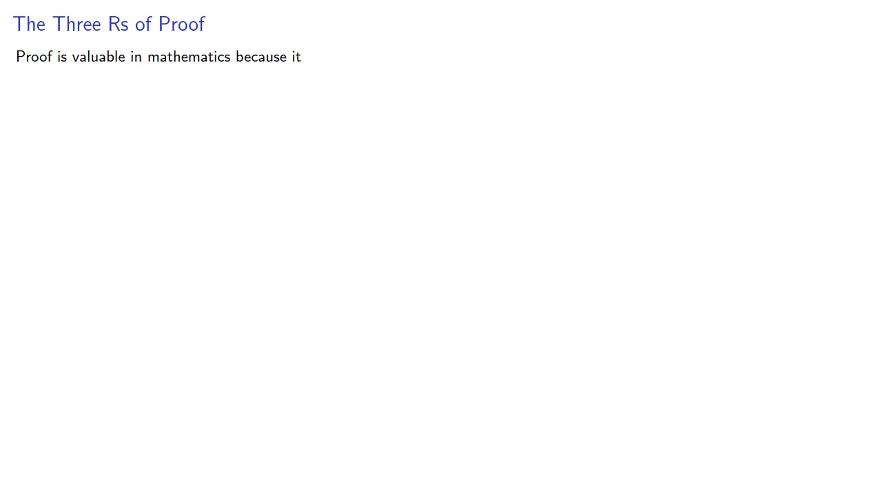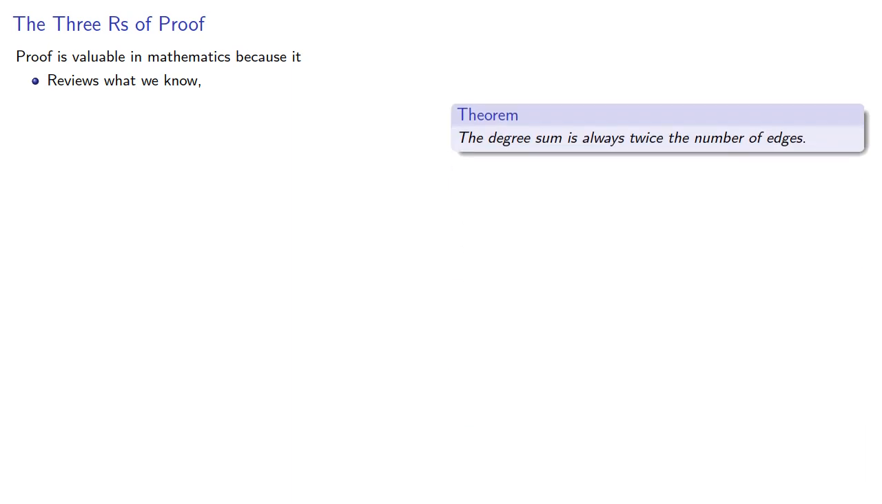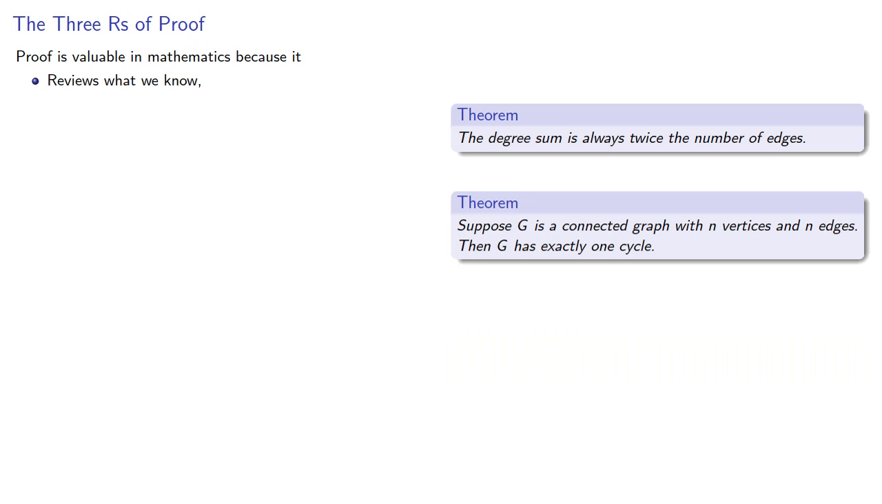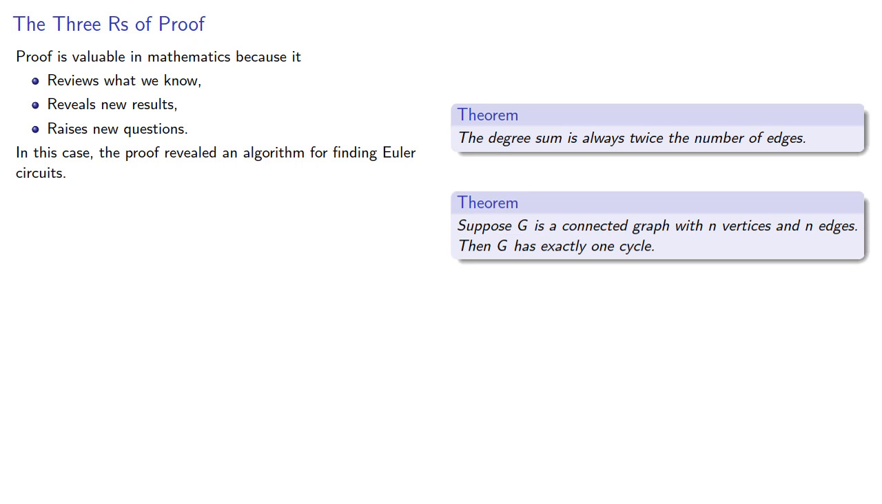So, remember, proof is valuable in mathematics because it reviews what we know. In this case, we reviewed the handshake theorem and the theorem that a connected graph with n vertices and n edges has exactly one cycle. It also reveals new results and raises new questions. In this case, the proof revealed an algorithm for finding Euler circuits. As for the new questions, well, we'll leave that for your research project.